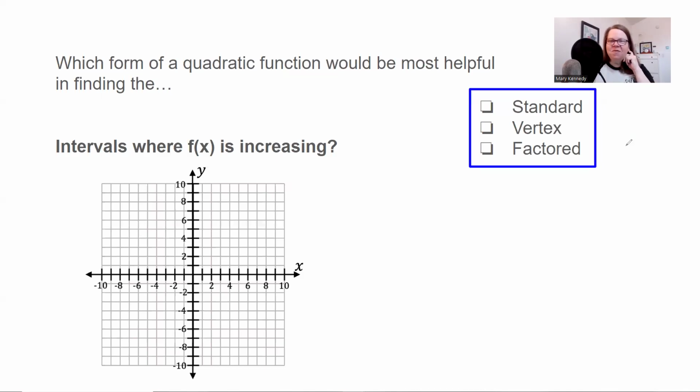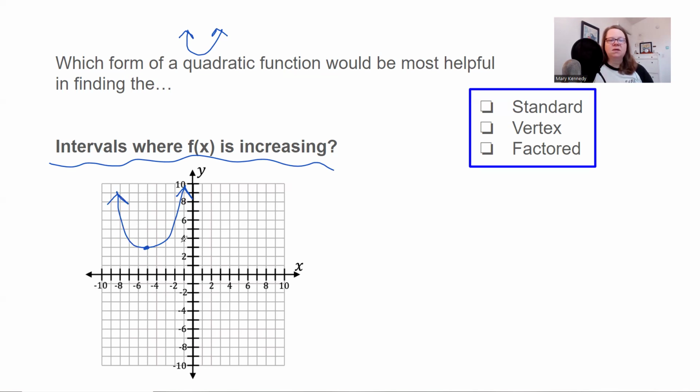Now we're finding the form of a quadratic when f of x is increasing. So if we're trying to figure out those intervals, the times when the parabola, that U-shaped graph, is increasing, then let's think about what that looks like. So let's say that the vertex is here. I'm just going to pick a little spot and make a little happy little U shape.